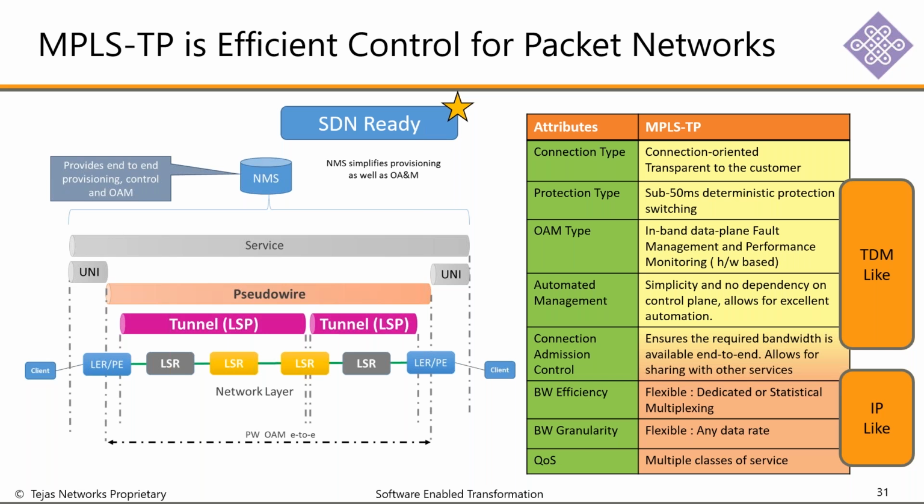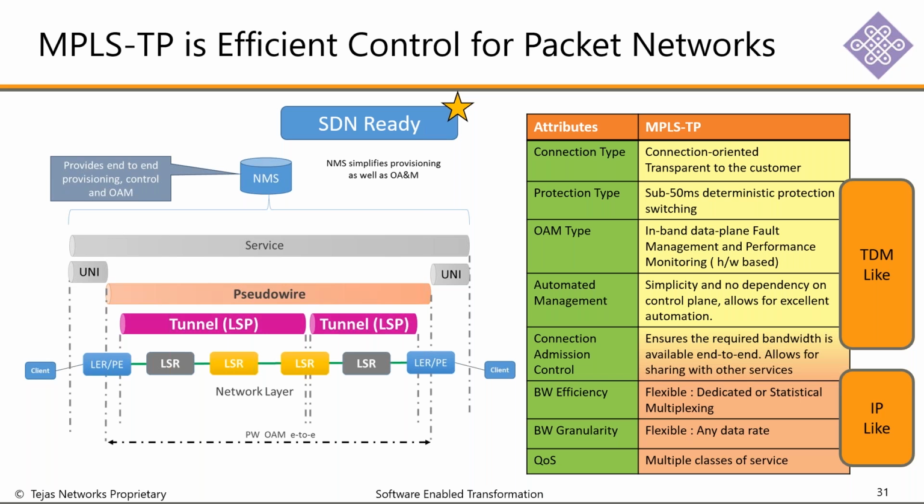So it has a connection type, so it's connection oriented between locations. It has 50 millisecond protection switch times on a per service level or on a per path level. So it can do both. It's not all just ring-based switch protection where everything gets protected a certain way, or only one type of protection. With MPLS-TP, you can have multiple layers of protection.